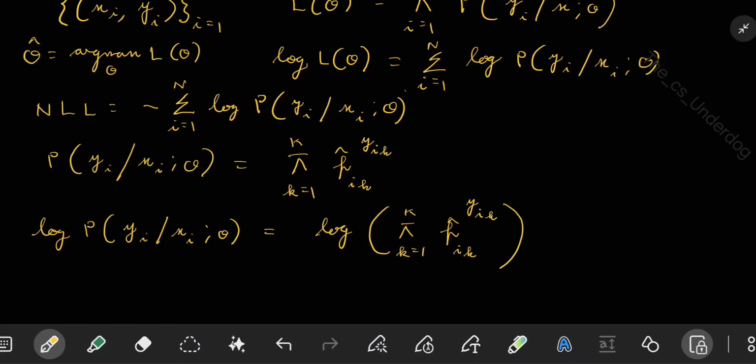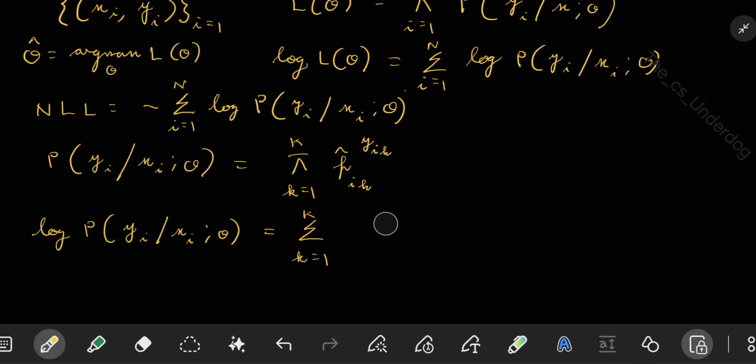When I take the log, this product will turn into a sum. So I can write sigma k equal to 1 to K of the log of this value. What is log of pik cap raised to yik? yik will come in front. It will become yik into log of pik cap. So this is the way of writing. Now you found the log of probabilities.